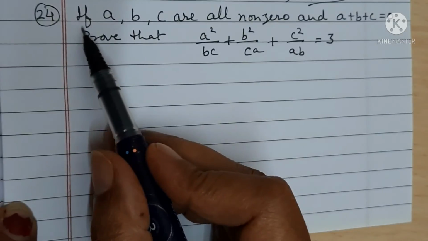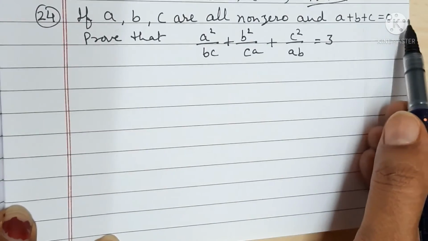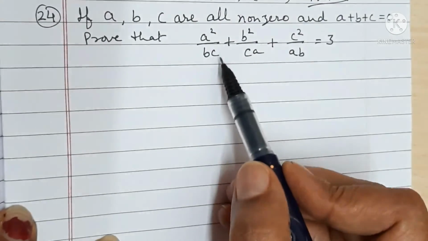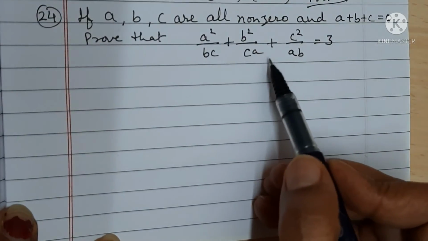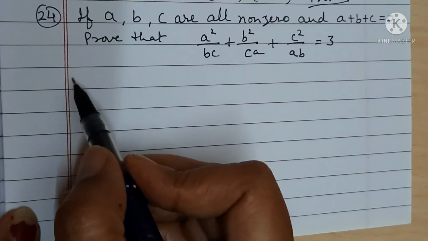Now question number 24: if a, b, c are all non-zero and a plus b plus c is equal to 0, prove that a square upon bc plus b square upon ca plus c square upon ab is equal to 3. Proof.